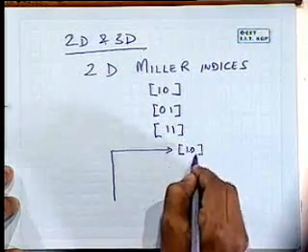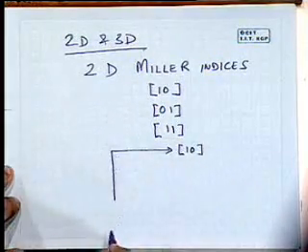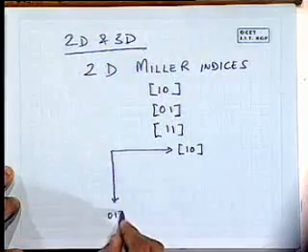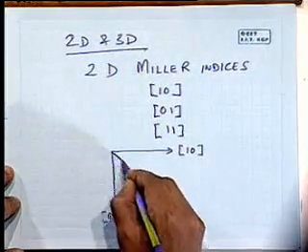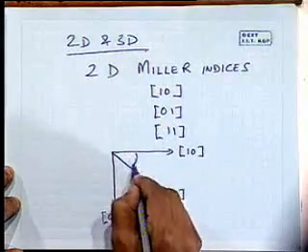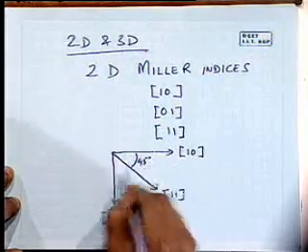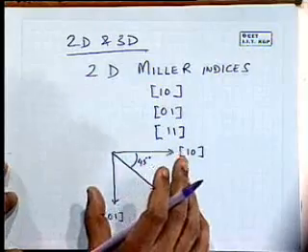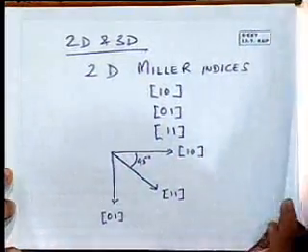This we will call the 1, 0 direction, as if it's like the x direction. This we will call the 0, 1 direction. And then this will be the 1, 1 direction, at 45 degrees to either of these. This is our coordinate system in which we're going to draw our two-dimensional lattice.